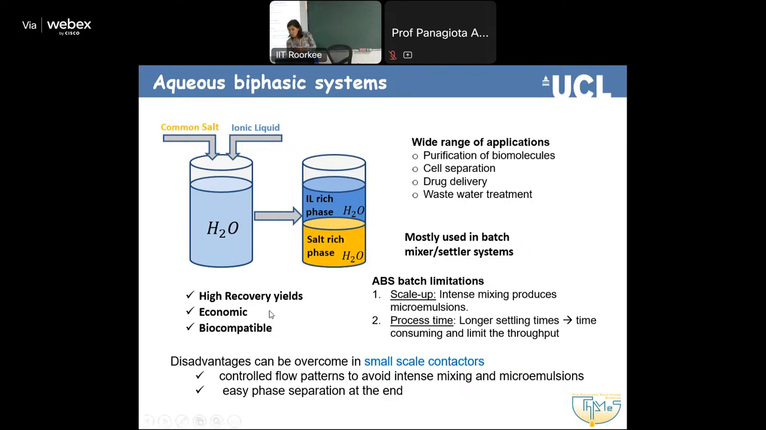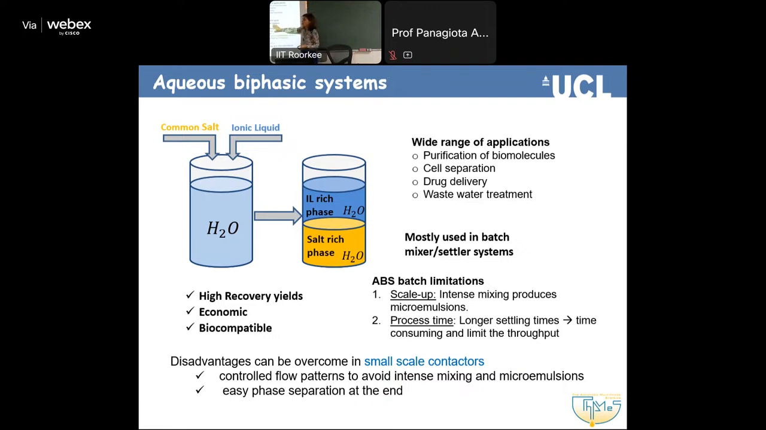And we have done some work on that one. These systems are not new in a sense. Involving the ionic liquids is more recent, but the whole idea has been there before. They are used a lot in pharmaceuticals because you don't involve organic solvents at all, you just have water. The applications are biomolecule and cell separation, drug delivery, even wastewater treatment. And of course, in the past, they have been used mainly in batch systems.